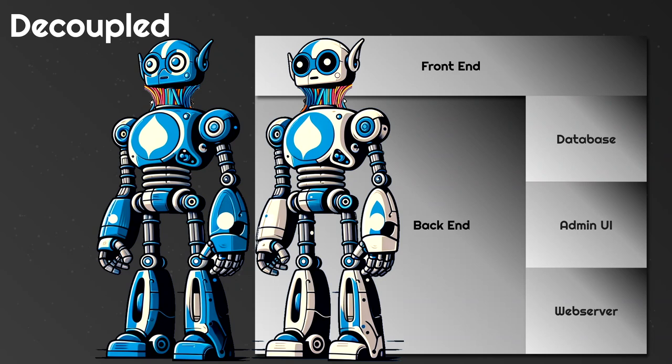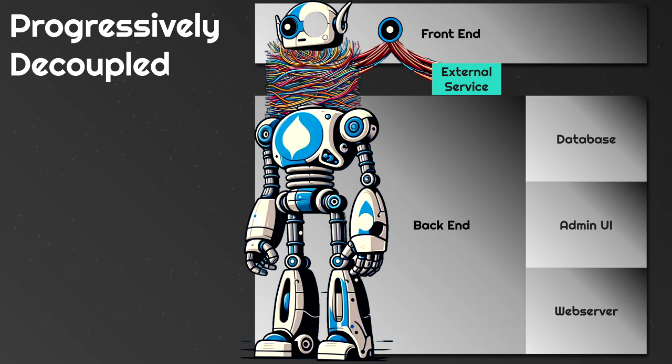We also have progressively decoupled. So this is kind of a mixture of both. Here, we've kind of taken the eye out of the robot. Don't feel too bad, it's just a robot.